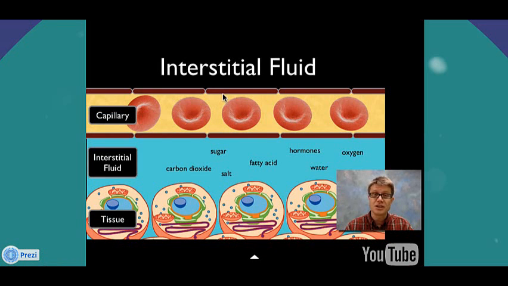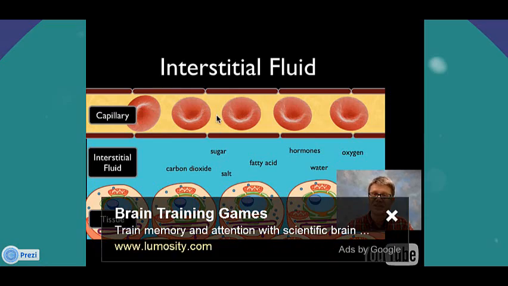That's interstitial fluid. It's clear. If you really want to know what it looks like, well, think about the plasma inside blood, and that's essentially the same thing. And I hope that's helpful.